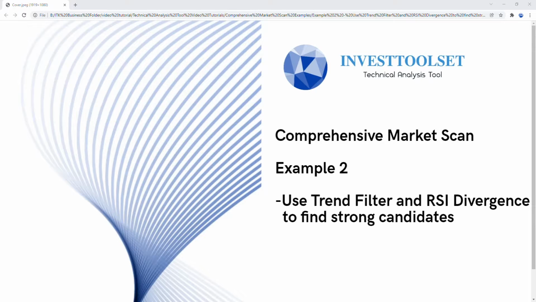Hello everyone, welcome to this video tutorial. In this tutorial, we're going to show you guys an example of how to find strong candidates by using a combination of group of trend filters and indicator filters. Okay, let's go to our PowerPoint slides.